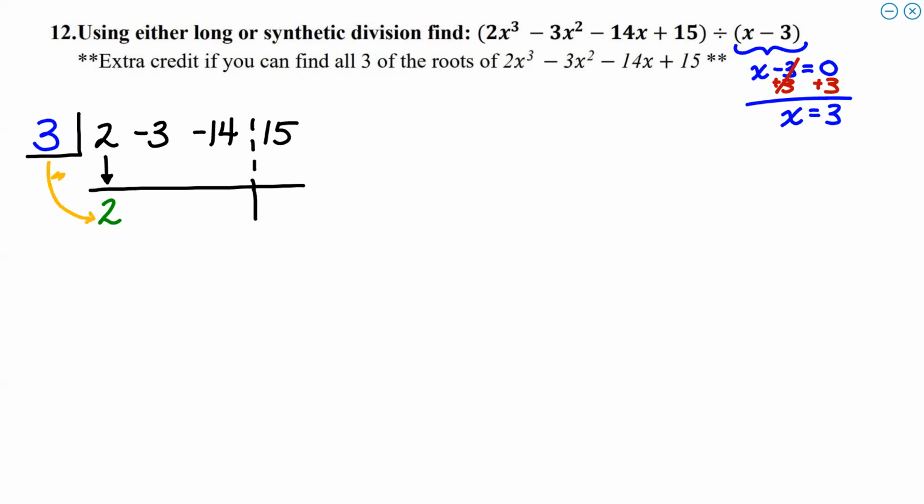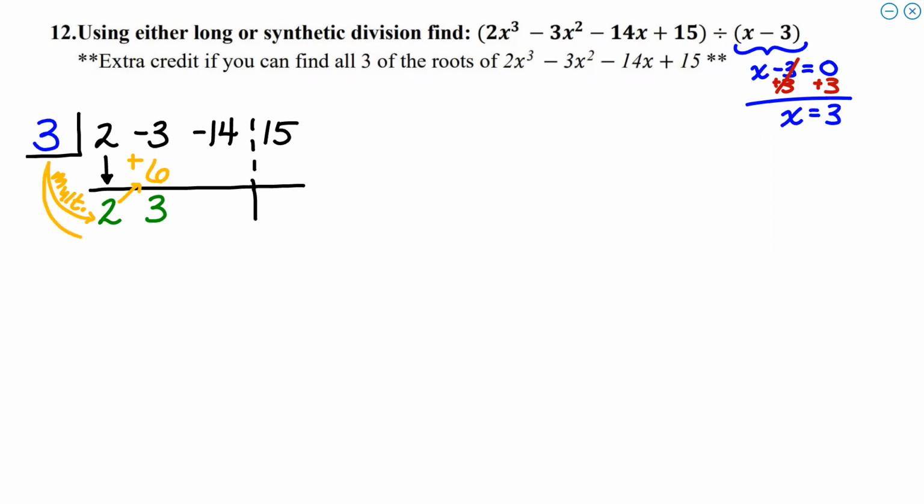3 times 2. So we're going to multiply this. Write my answer down here. What is 3 times 2? 6. I add that to the value up above. Negative 3 plus 6. Positive 3. Negative 3, so I'm standing at negative 3 on the number line, and then I add 6, so I go to the right 6 hops.